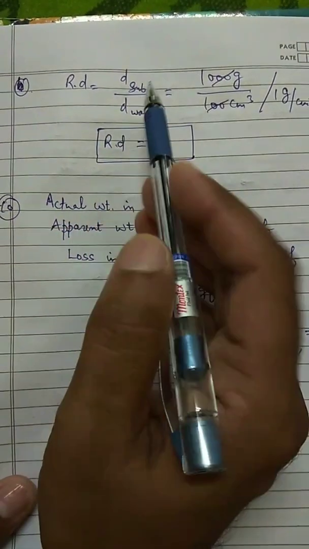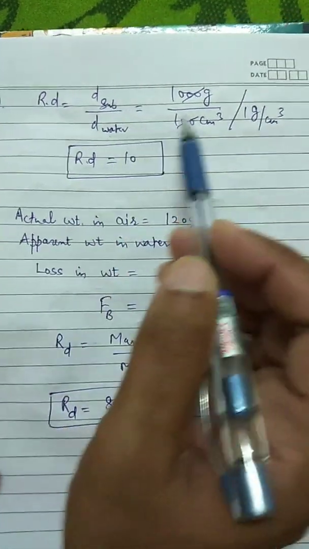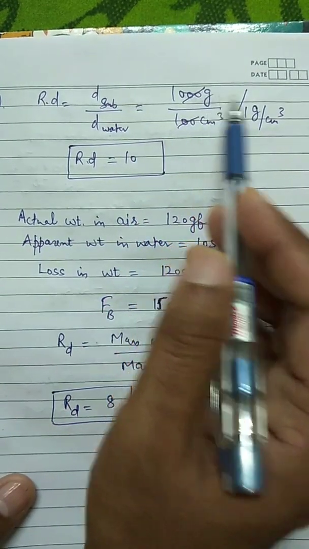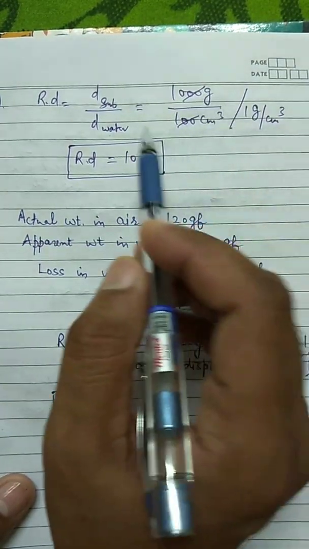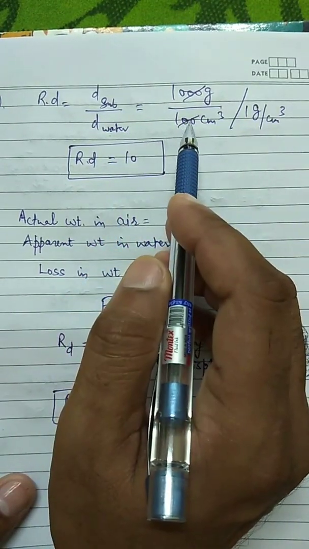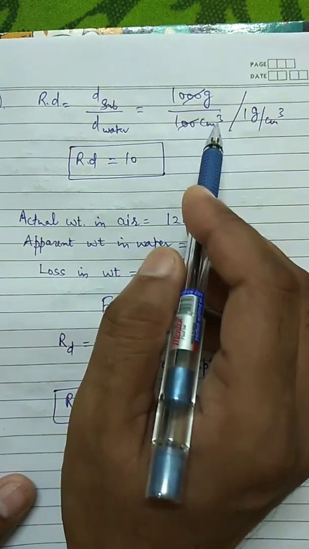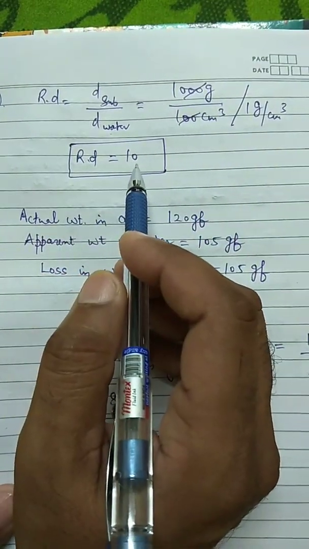B part, relative density is equal to density of substance over density of water. So density of substance is 1000 gram over 1000 centimeter cube, and density of water is equal to 1 gram per centimeter cube. The answer is 10. That is the relative density.